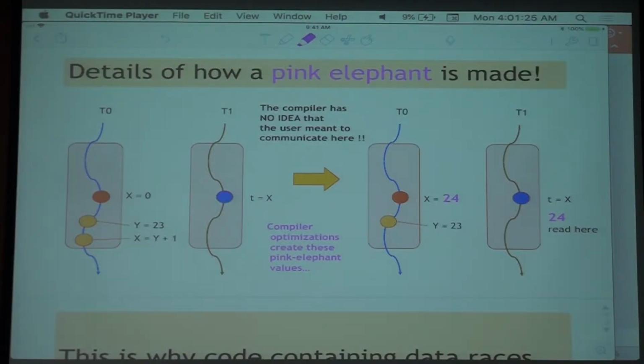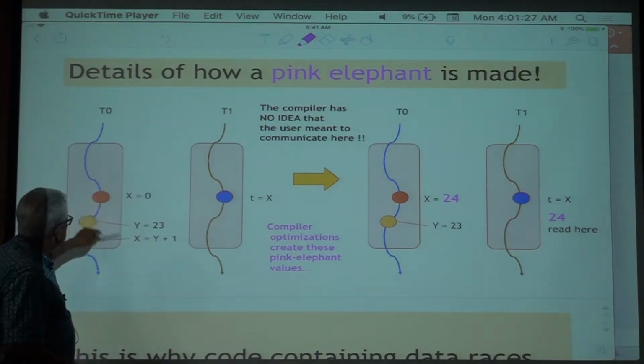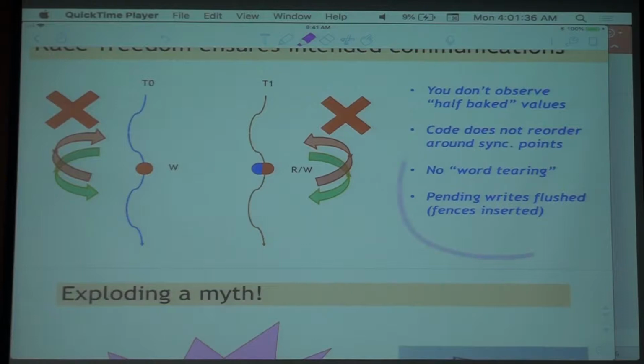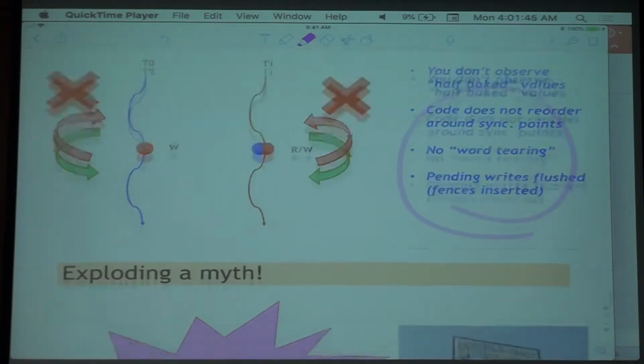So if you do mark these variables as special variables, this is never allowed. And that's why pink elephants are manufactured. A lot of optimizations are prevented if you tell the compiler that this is a special variable. I'll tell you more about it. You will get one example to use as a start.